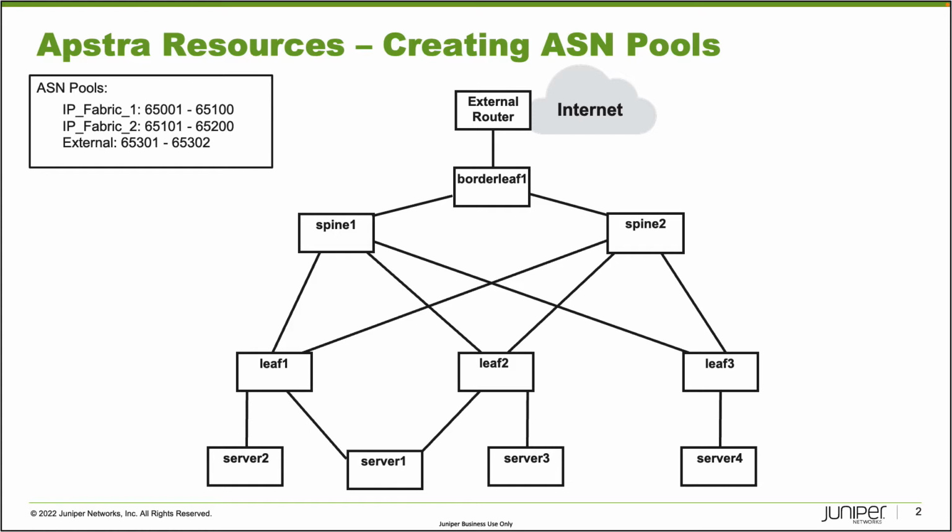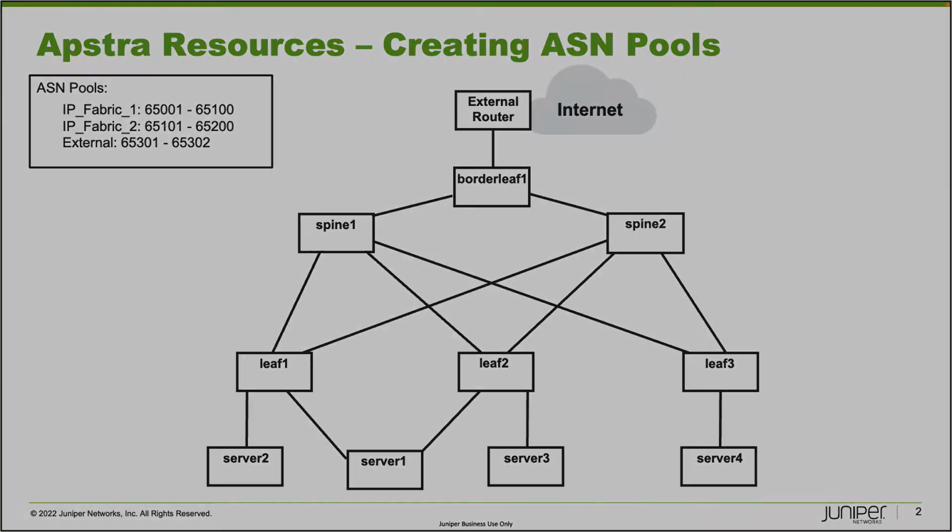But maybe we don't. Maybe we want to use one for the overlay and one for the underlay. That's a possibility. Or maybe, hey, let's just create an extra one. Maybe we're going to be connecting another data center in with Apstra later on, and we're here, so let's just create the resources. And then the external, this could be the BGP session that we use from the border leaf to the external router.